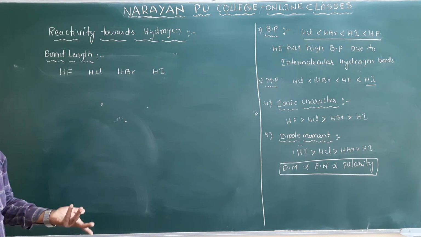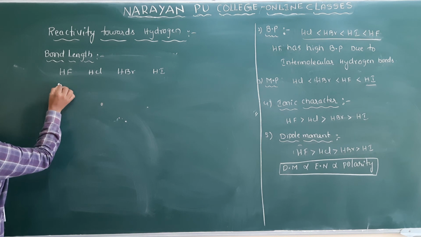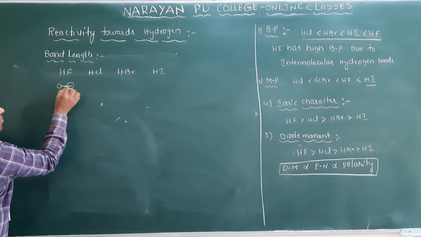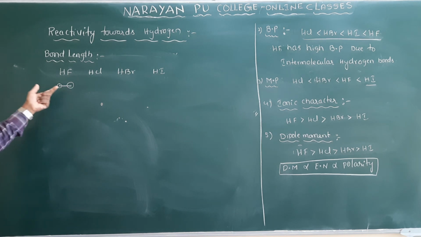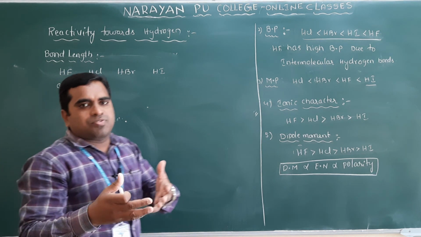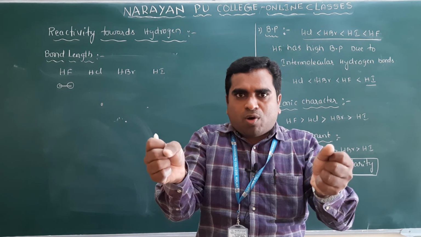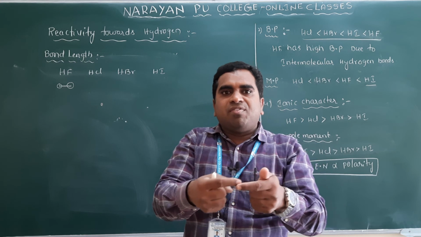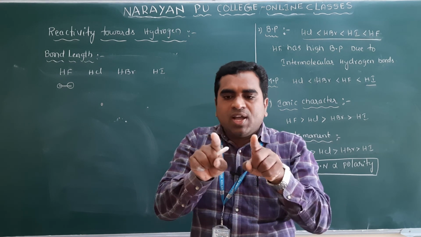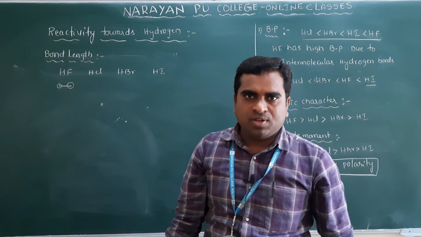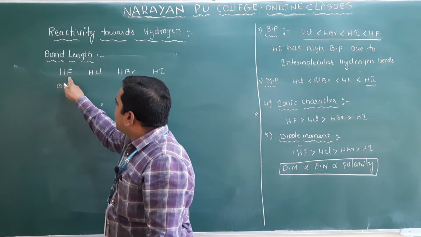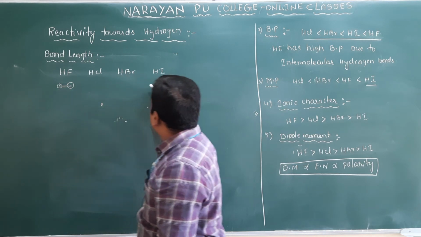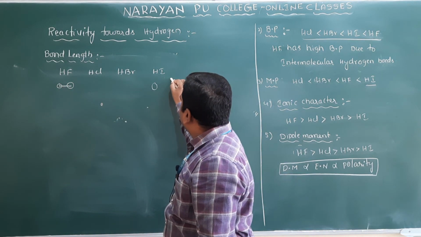Clear? Bond length, you already know. In HF, hydrogen is a small atom and fluorine is also small, so that's why the bond will be very strong. Because both the sizes of the atoms are small, the overlapping of those orbitals is very strong, so the bond is very strong. When the bond is strong, the bond length will be very short. So in HF both are small, so the bond length will be very shorter.